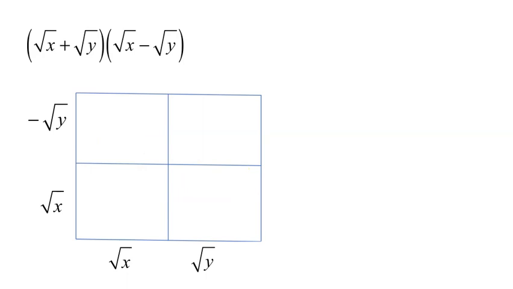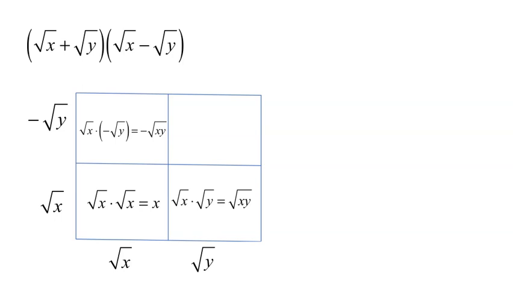Next, root x plus root y times root x minus root y. Here's root x plus root y down here, root x minus root y up there. Root x times root x squared, which of course is just x. Up here, root x times negative root y is negative root xy. Here, root y times root x is positive root xy. And then root y times root y squared, which is just y, with a negative in front of it. So negative y is what we get here.